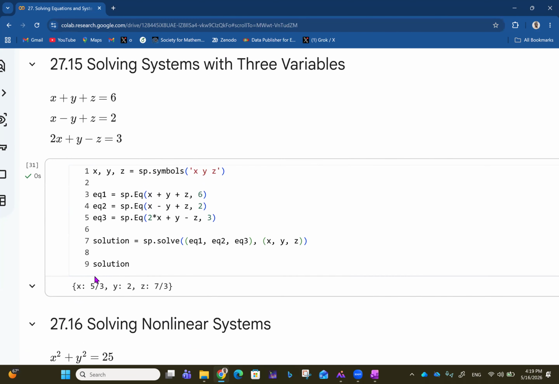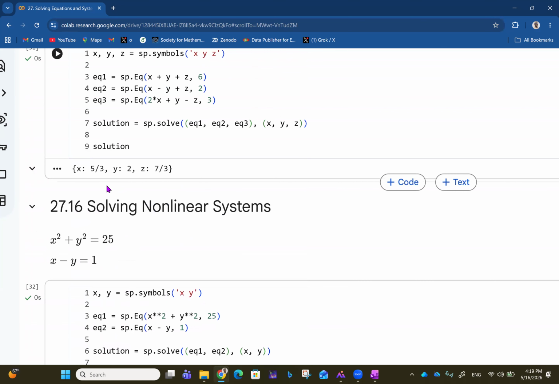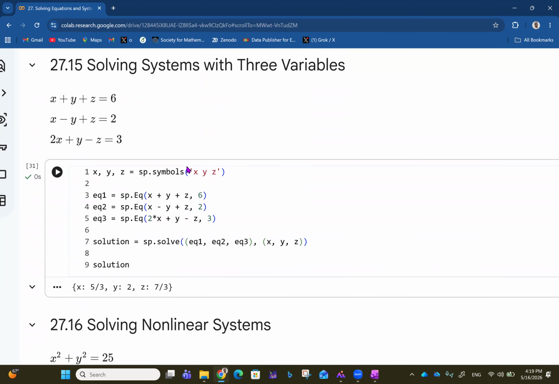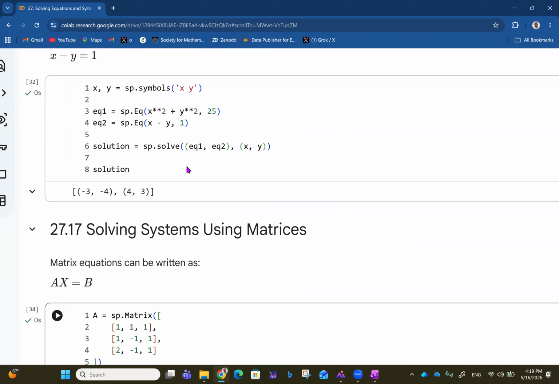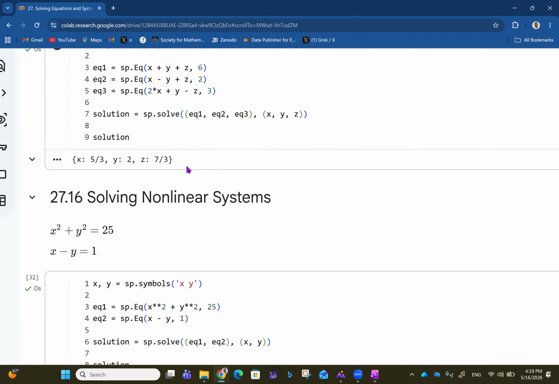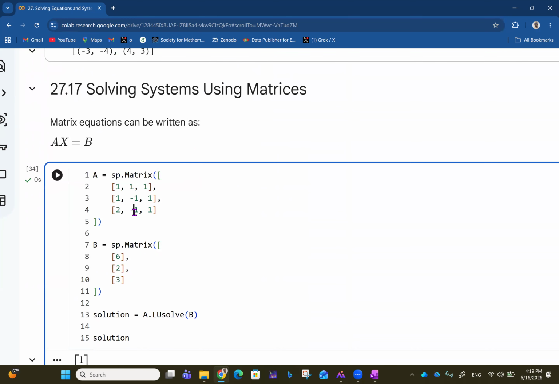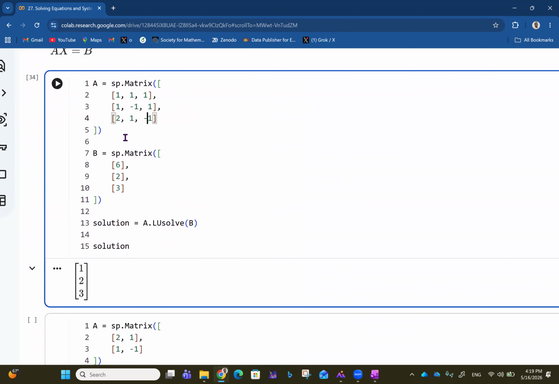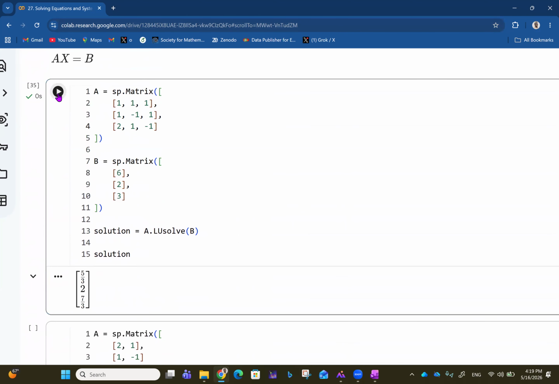1, 2, 3? Seriously? Here we got 5 over 3. Okay, I think there's something else I've not done here. A dot LU solve. Why should it be 1, 2, 3? Let me see. There's something not right here. 1, 1, 1 is 6. 1, minus 1, 1 is 2. Then 2, 1, minus 1. Okay, I think something is wrong with that. Yeah, I think that's where the issue is. And then the right-hand side is 6, 2, 3. Yeah, I got the issue now. 2, minus 1, 1. Yeah, with this now, everything is fine.